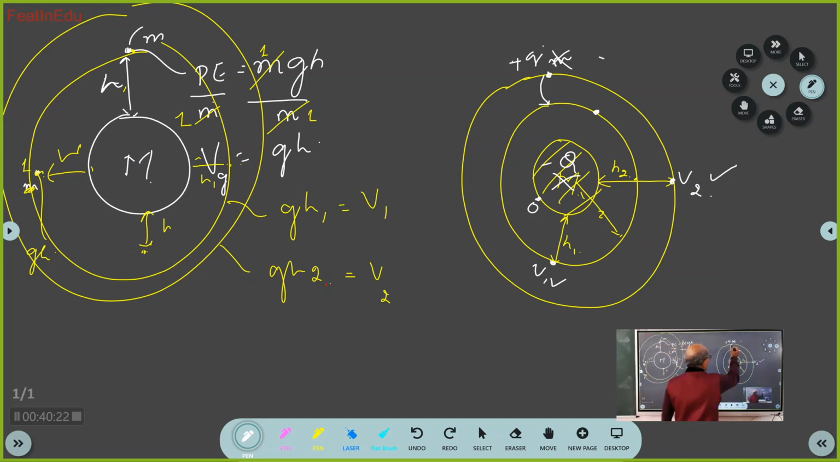If I keep charge q here, what happens? It will move from here to here. Correct now? Yes, sir. A charge moves from higher potential to lower potential.